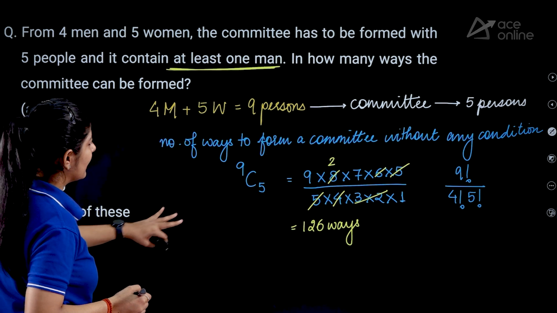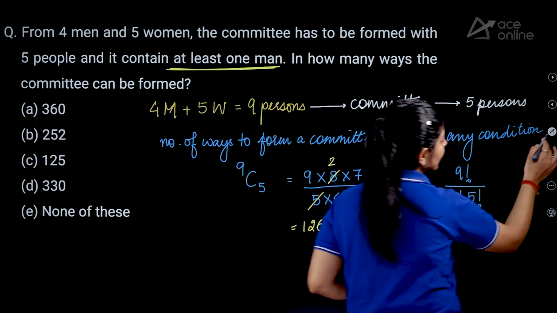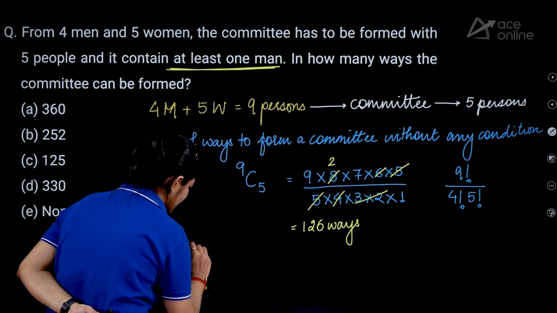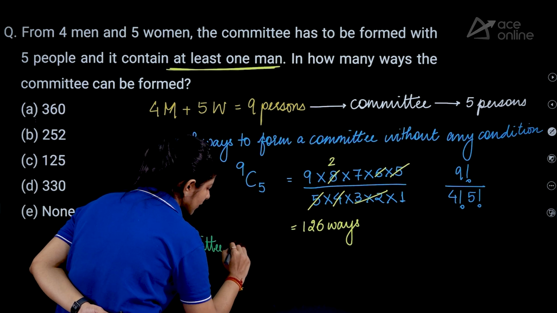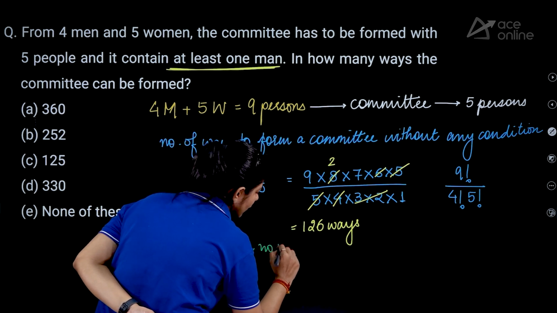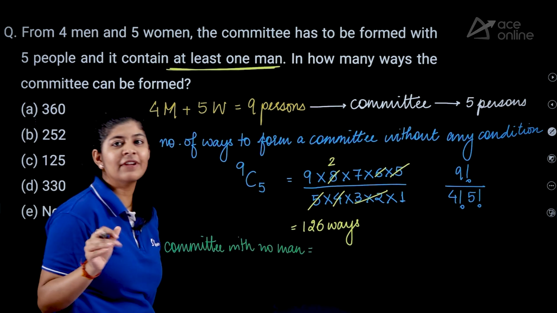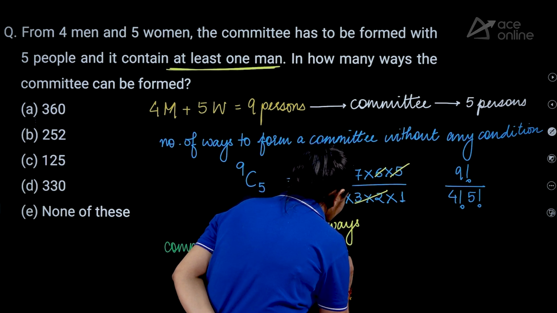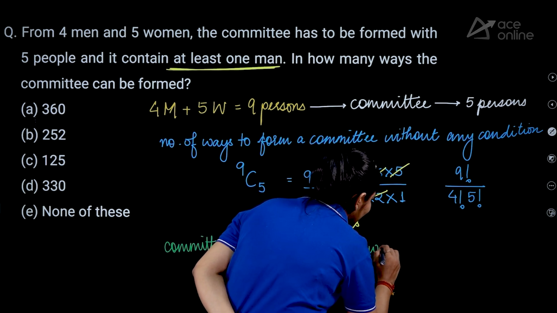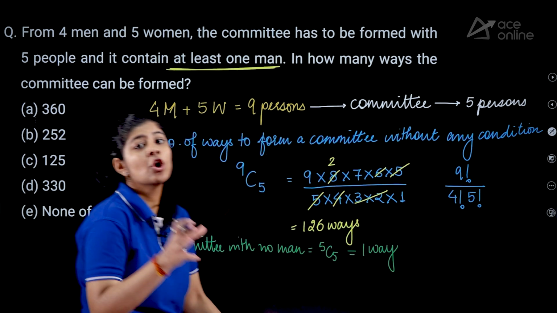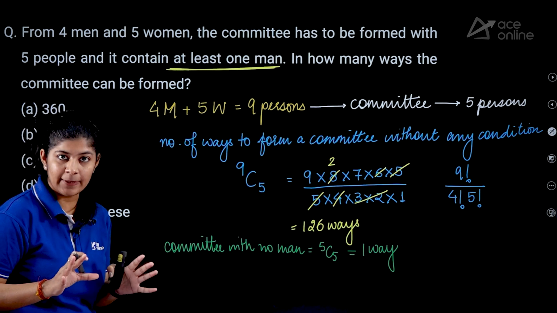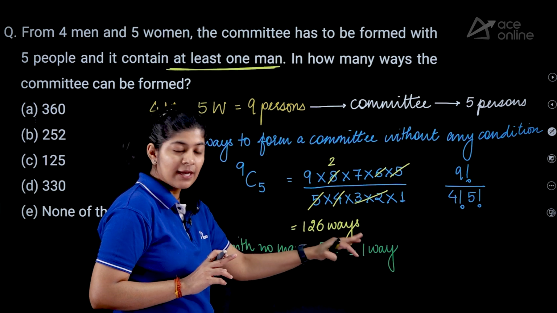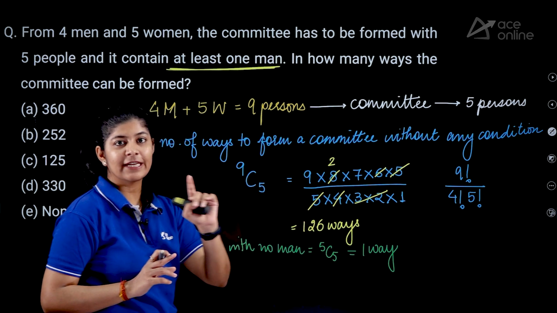So in this particular case, the number of committees with no man is nothing but when we are having all the females in the committee, that means 5C5. That means we are having just one way in which we can create a committee in which all the candidates are female. So we just simply subtract this committee from the total number of committees and we will get our answer.